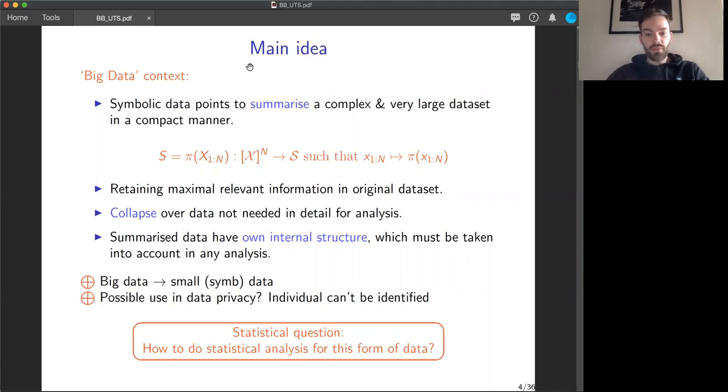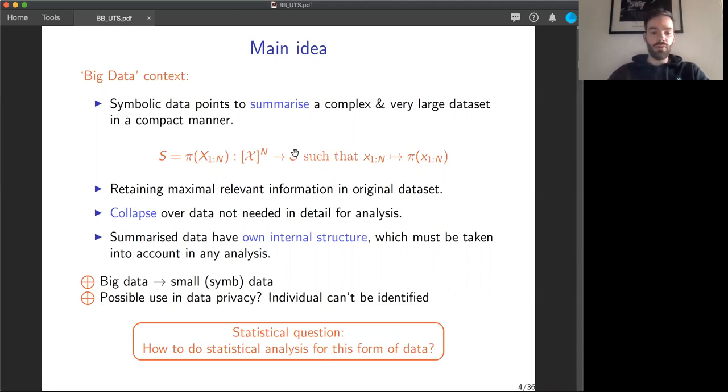So here, mathematically, is how we define a symbolic data point or a symbolic random variable, which I will call S. Basically, I apply an aggregation function pi to my data, x1 up to xn, mapping the set curly X to the n to a space curly S, which will be the space in which my symbol is going to live. Of course, what we want is to retain the maximum relevant information from the data set such that we can perform an analysis.